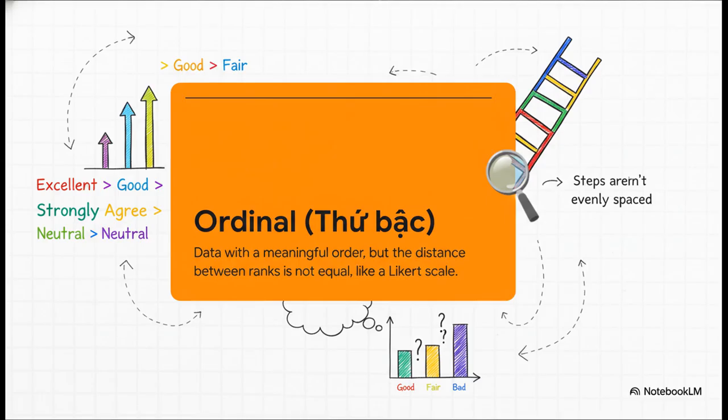Next, we move on to ordinal data, or thứ bậc. Now, this is where we add a really important new piece, order. The data here has a meaningful rank. We all know that agree is more positive than neutral, or that a good ranking is better than fair. But, and this is the key thing to remember, we don't actually know if the gap between good and fair is the same as the gap between, say, excellent and good. The steps on the ladder aren't all the same size.